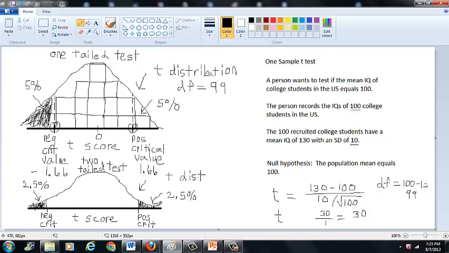And why can't the total shaded area be more than 5%? If the total shaded area is more than 5%, then it becomes too easy to reject the null hypothesis, because if too much of the curve is shaded, it becomes too easy to get an outcome inside of the rejection region. So the total rejection region in this one-tailed test is 5%.